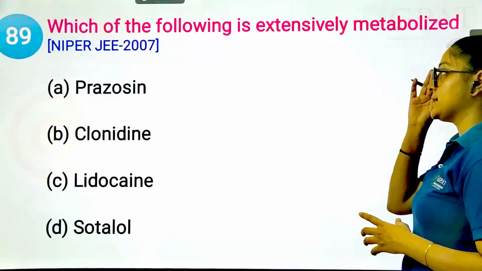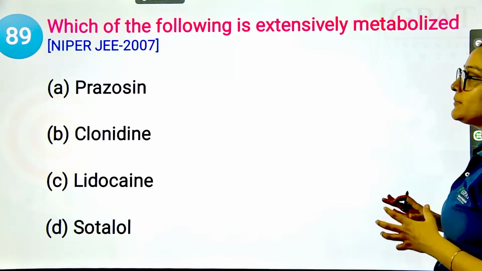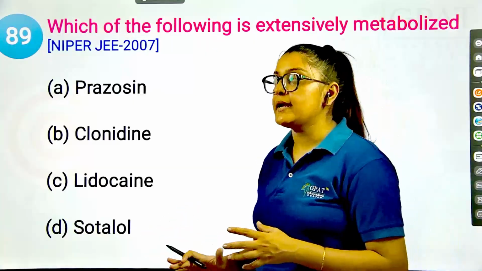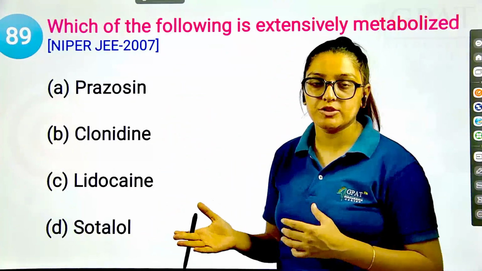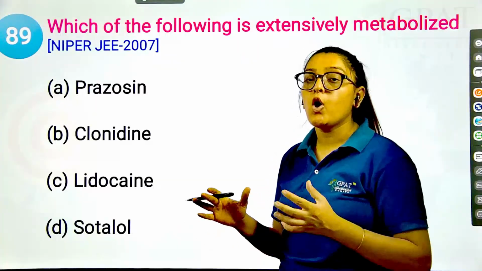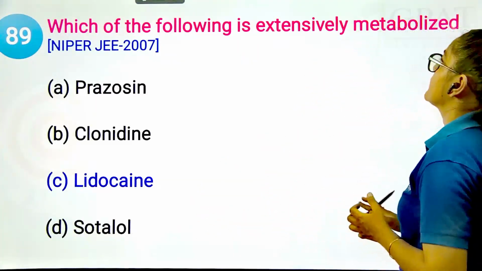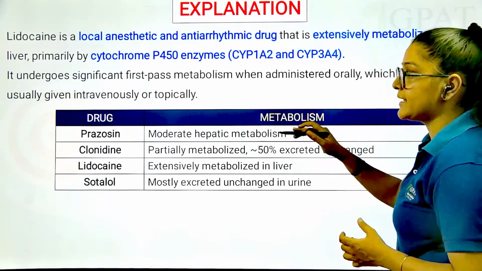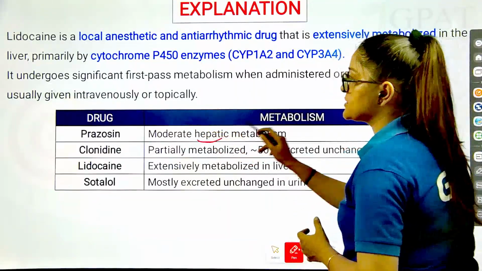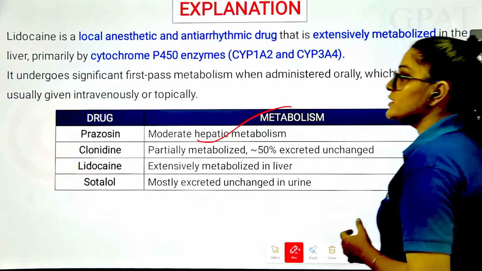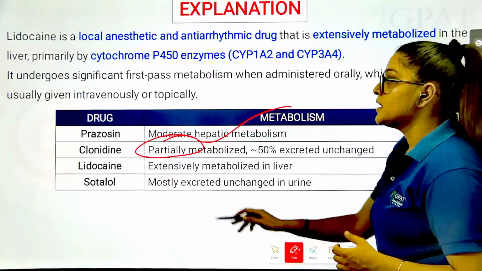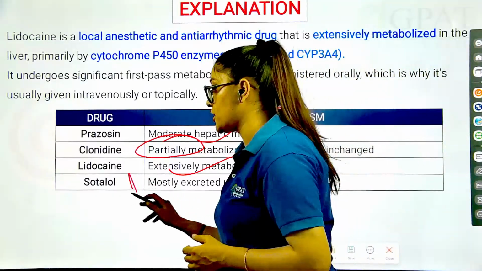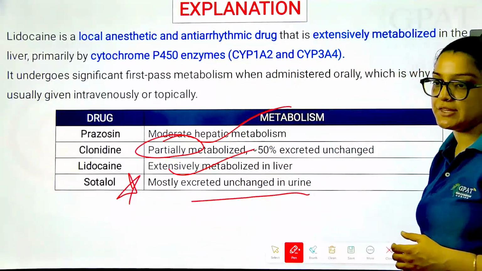Okay. Next, which of the following is extensively metabolized? Prazosin, clonidine, lidocaine or sotalol, right? So this is a question you can correlate with pharmacology also. Here the correct answer is going to be option number C, lidocaine, right? So let's see, prazosin offers the moderate hepatic metabolism. Please note down, prazosin offers the moderate hepatic metabolism. Clonidine is partially metabolized. Lidocaine, however, is extensively metabolized, and sotalol, important point, is excreted unchanged in the urine.